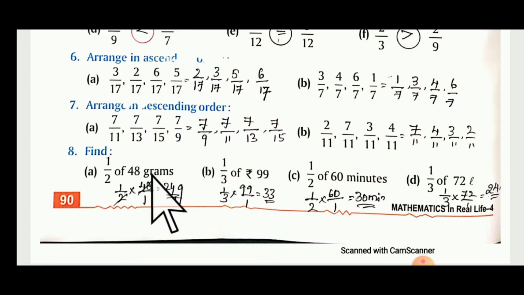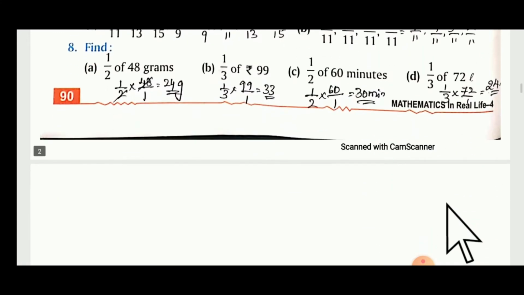Find 1 by 2 of 48. 1 by 2 into 48 by 1. If you divide, you will get 24. Then 1 by 3 into 99 by 1, you will get 33. 1 by 2 into 60 by 1, if you do, it will be 30. 1 by 3 into 72, if you divide, it will be 24.